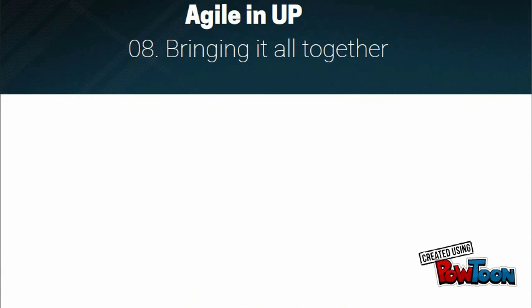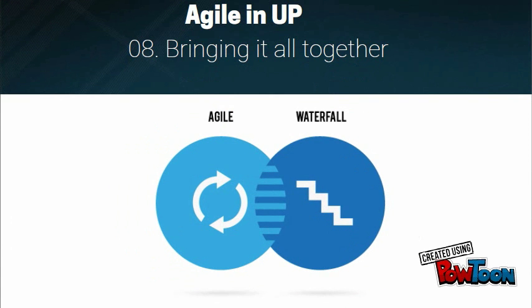To conclude, it can be stated that unified process is a hybrid of the linear waterfall model and Agile development for scalability in large projects.